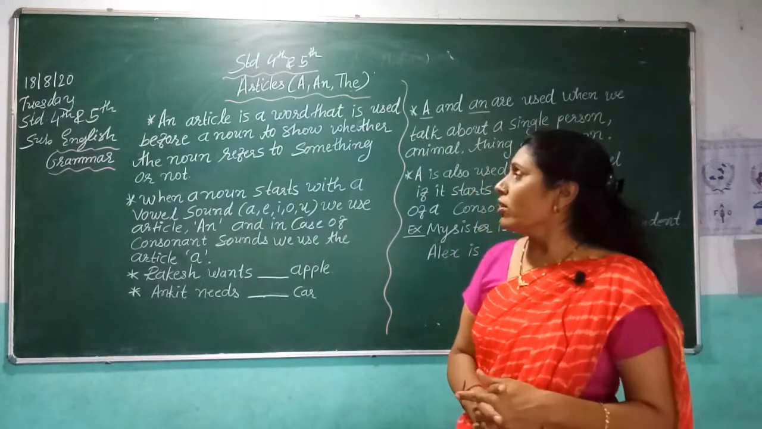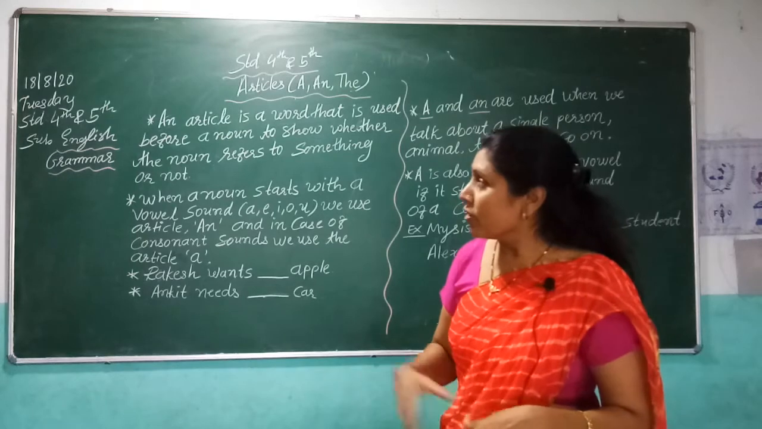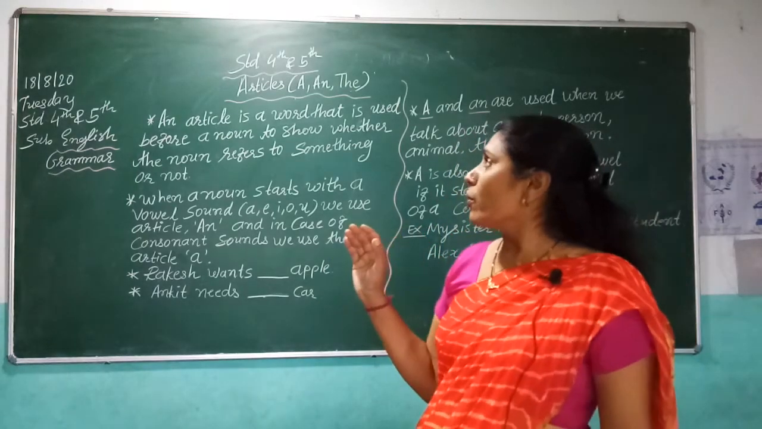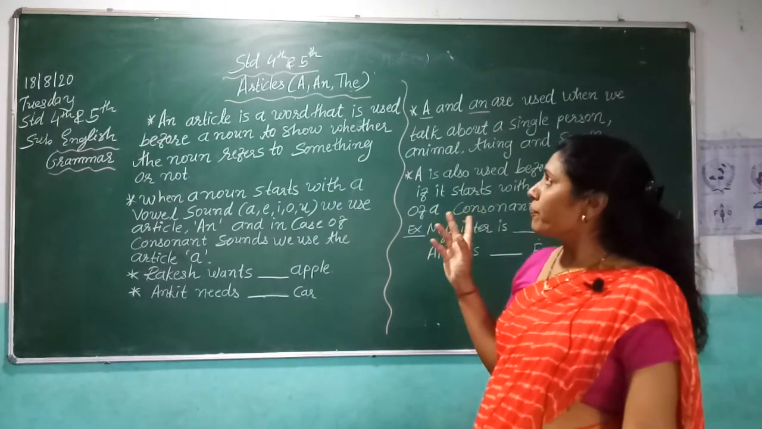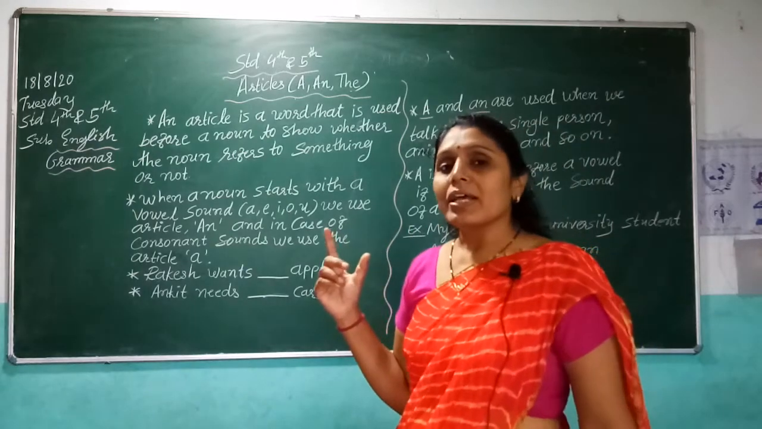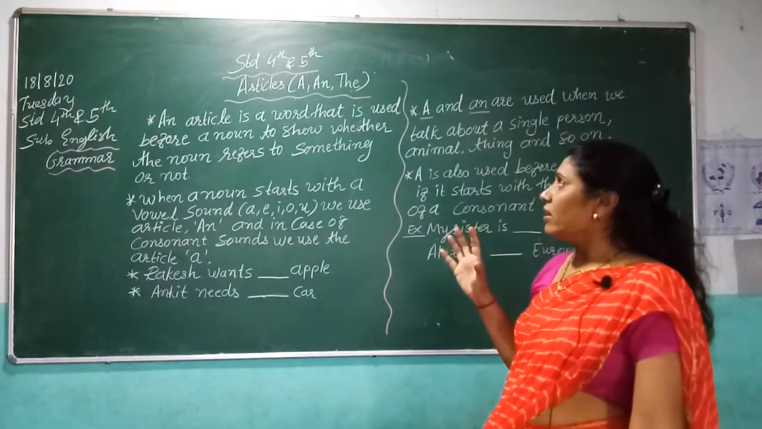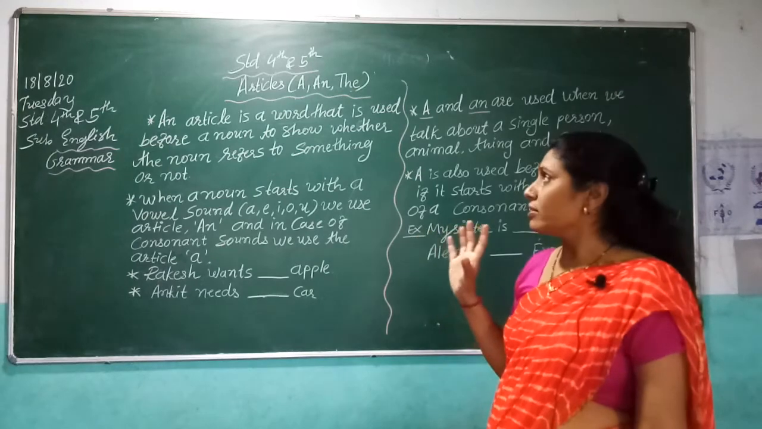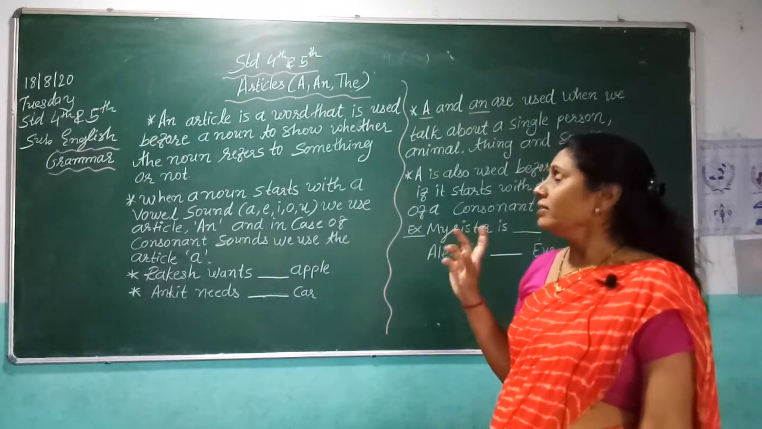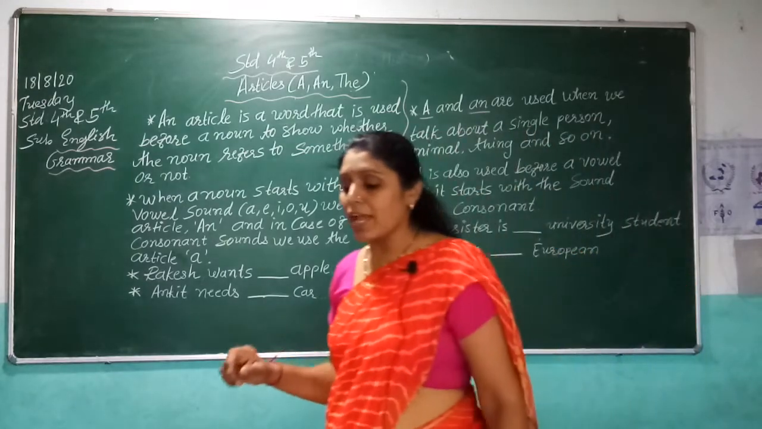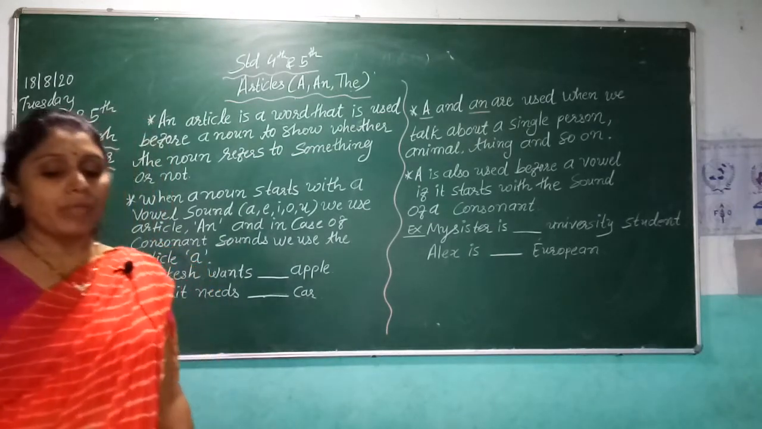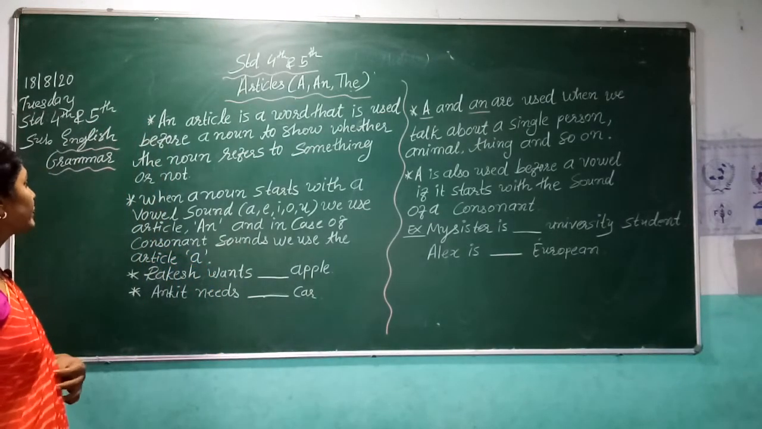We are on the chapter. We are on standard 4th and 5th both. The subject is English grammar, and we have a topic of grammar: articles. Articles means there are three articles: a, an, and the. Now we will learn about this in detail.